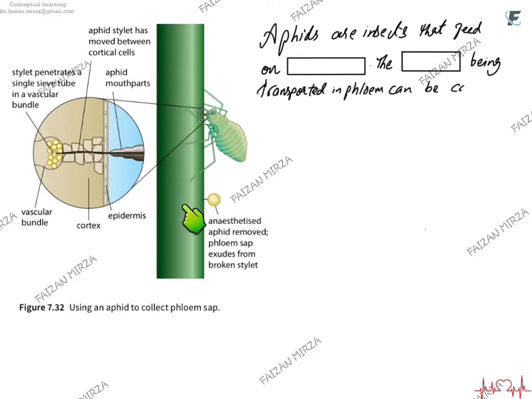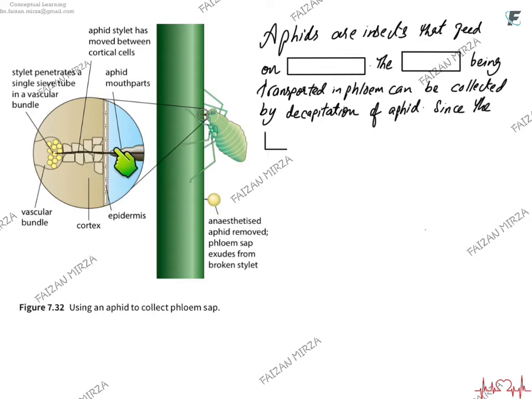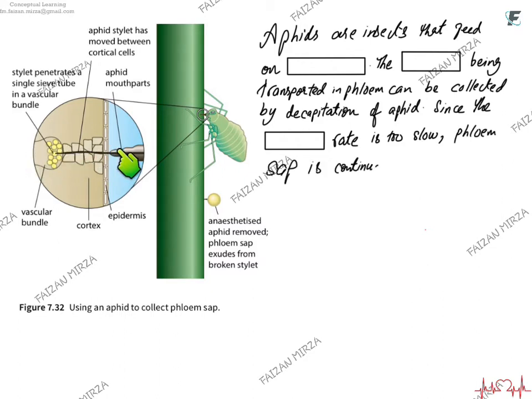So what's happening here? You can see a plant stem, and this is an aphid. It inserts its stylet into this stem, and the stylet, the mouth part, goes deep into the vascular bundle, and in the phloem it starts to feed on the phloem sap. The phloem sap comes out, and it feeds on it, and the callose will not form because the phloem sap is going out at too slow a rate.